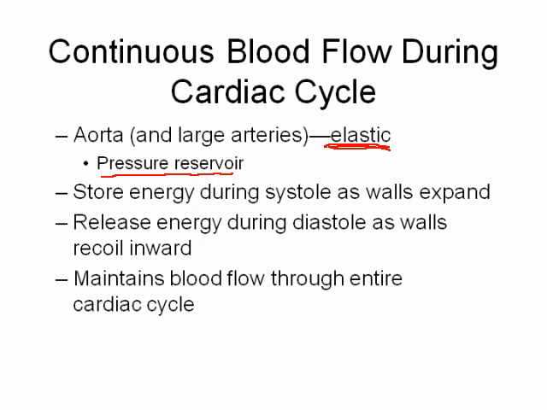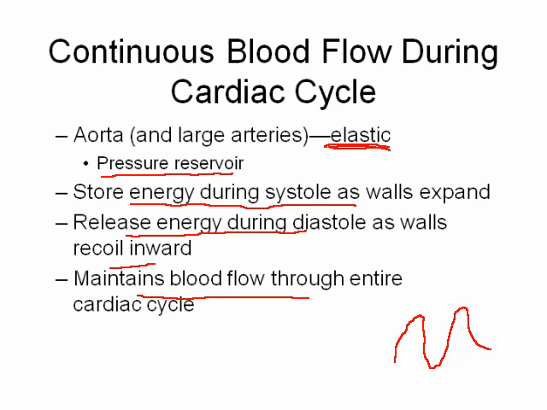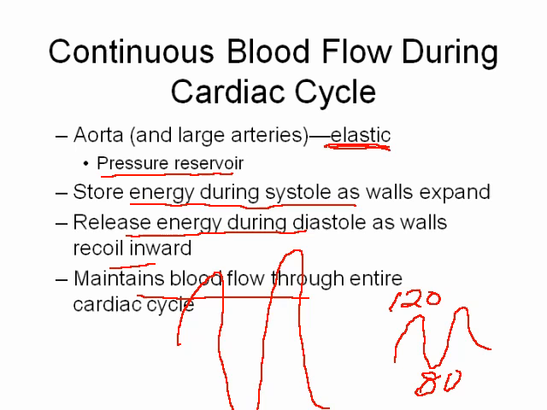So they're being stretched out as blood is being pushed into the aorta, and then they slowly recoil, and that is helping to keep pressure up. So we're storing energy during systole as the walls of these vessels expand, and the released energy during diastole as the walls recoil inward maintains blood flow through the entire cardiac cycle. So even though blood pressure does go up and down, it goes up and down between 120 millimeters of mercury and 80, rather than 120 and 0.